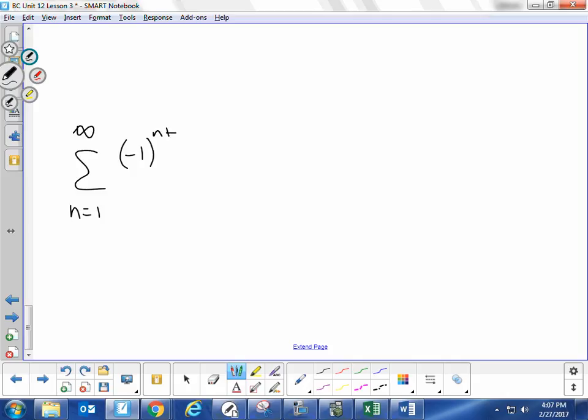The easiest one is 1 over n. Well, negative 1 to the n over n, we know that this is convergent by the alternating series test. It is decreasing in terms of its absolute values, and it alternates. And the limit approaches 0, so it converges.